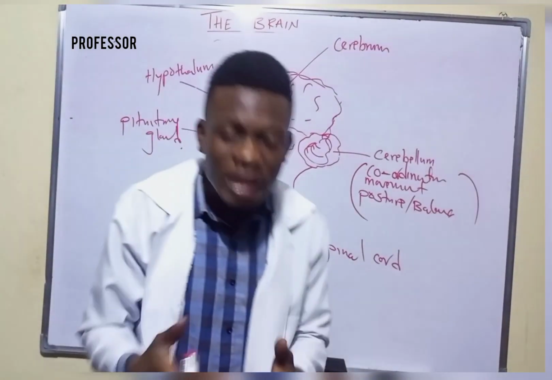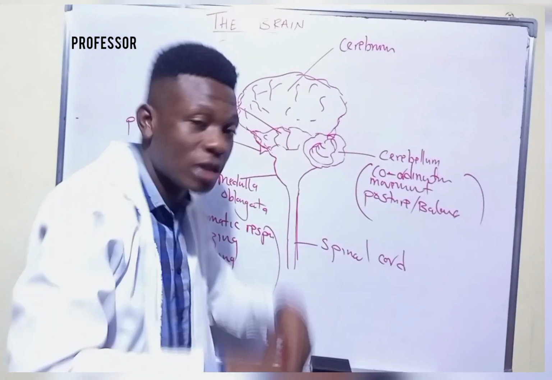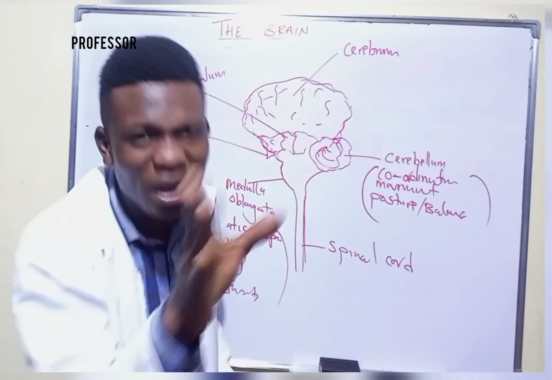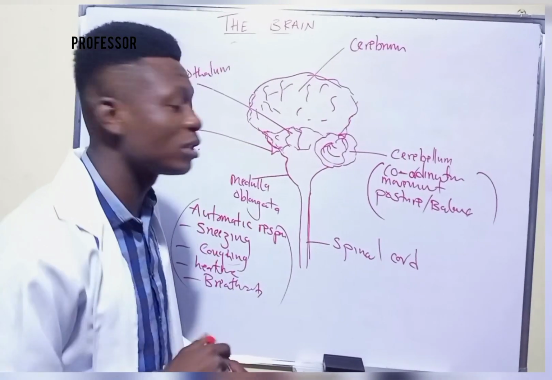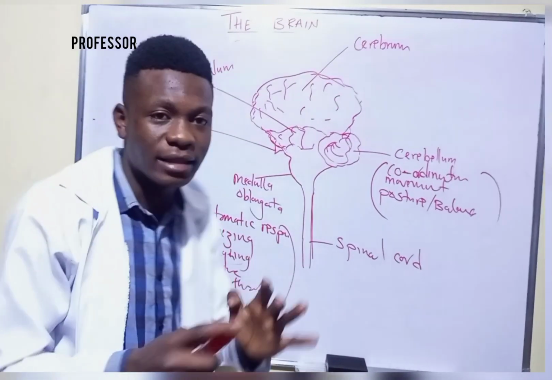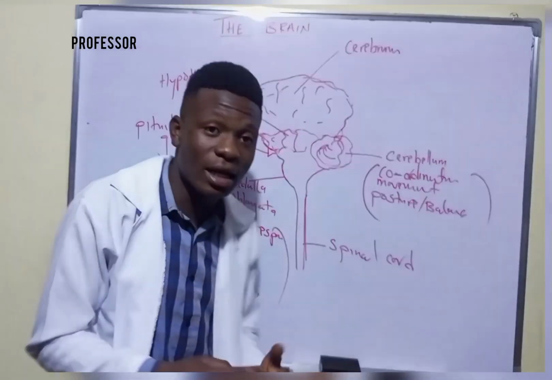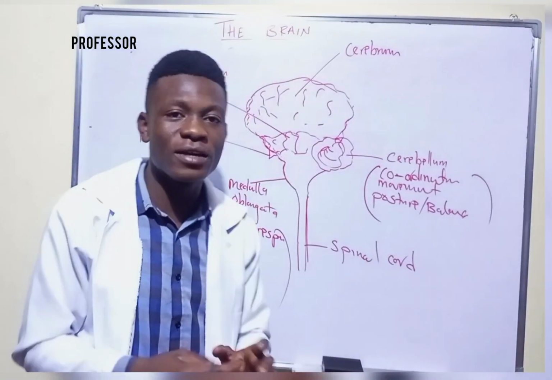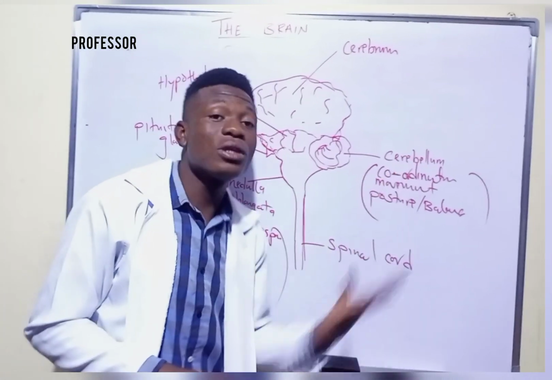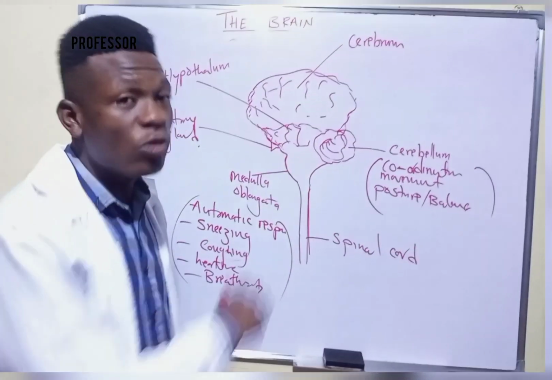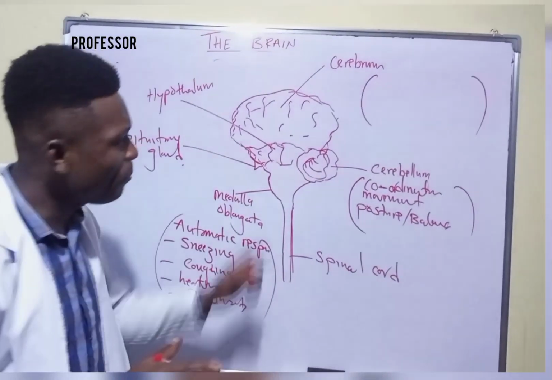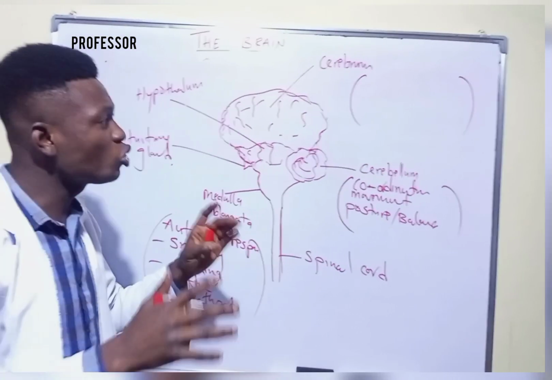So it helps in movement and body posture, how I'm standing, and balance. I want you to pay attention. If a person is hit by a stone on the head and starts staggering, which part of the brain has been affected? The one that controls balance and posture, which is called the what? The cerebellum.